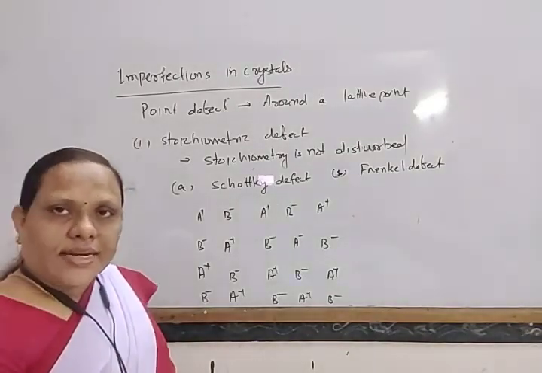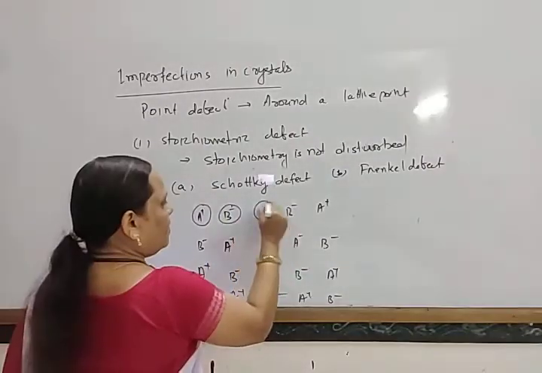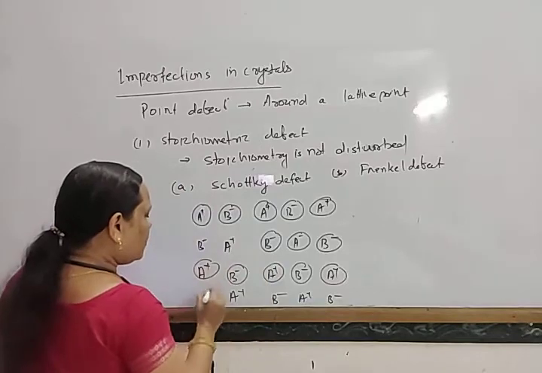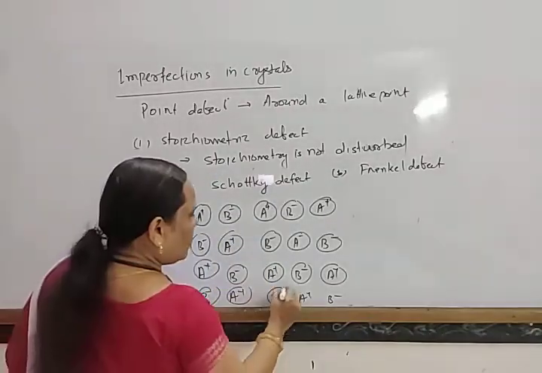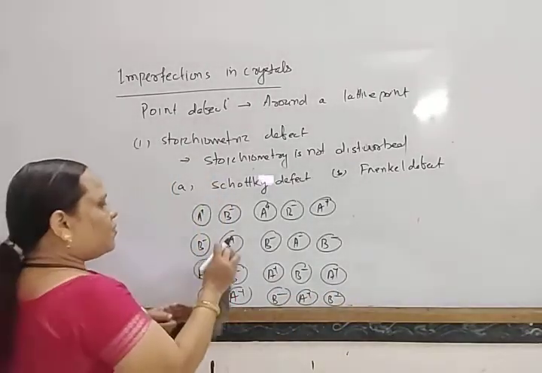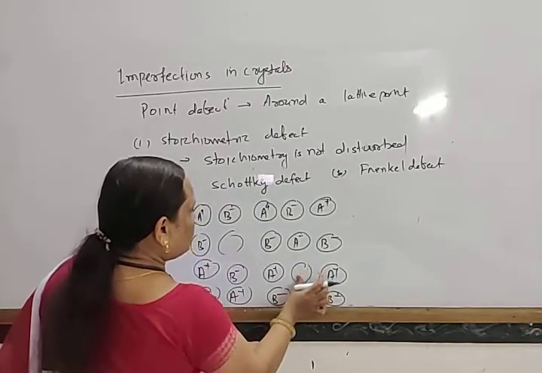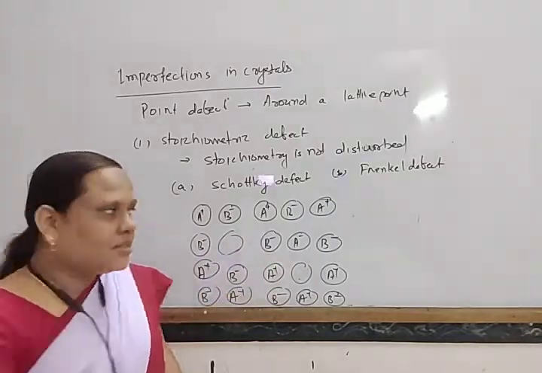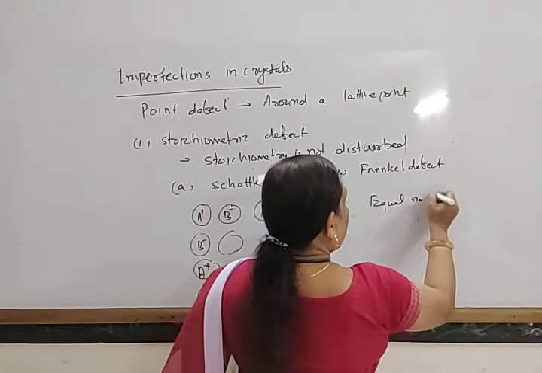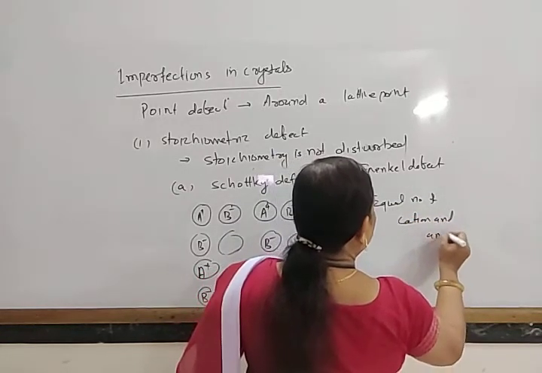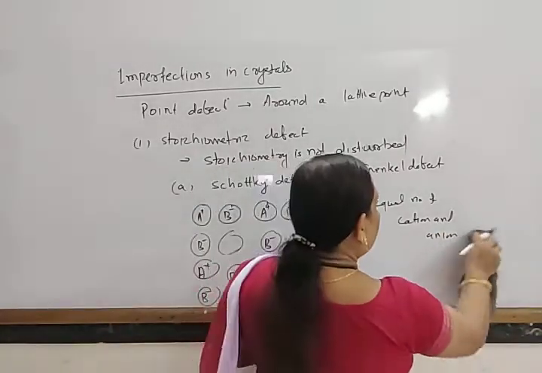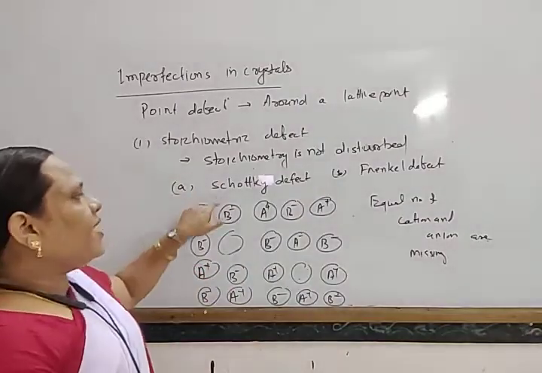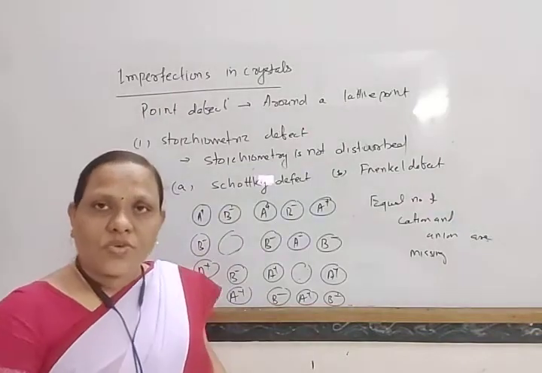If equal numbers of cations and anions miss their positions, due to application of heat or any other reason, from their lattice sites, for example one A plus is removed here and one B minus is removed here, then that type of defect is known as Schottky defect.